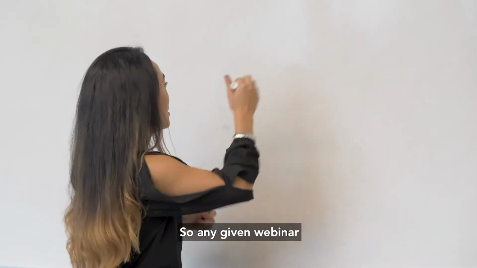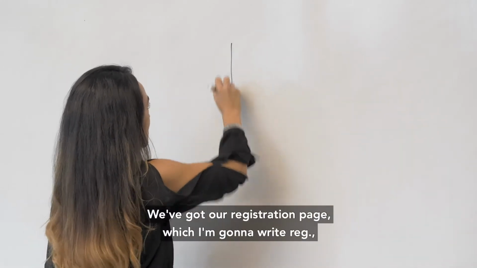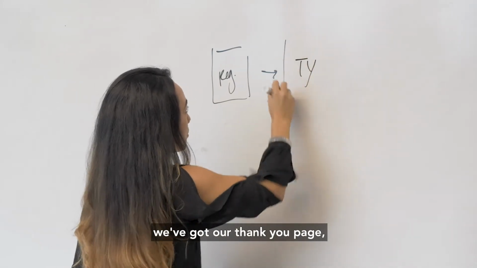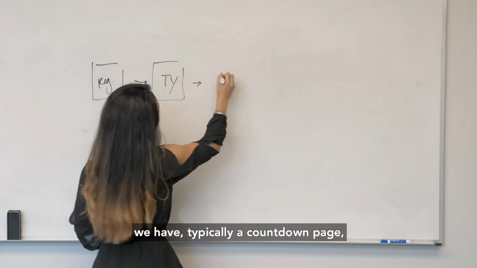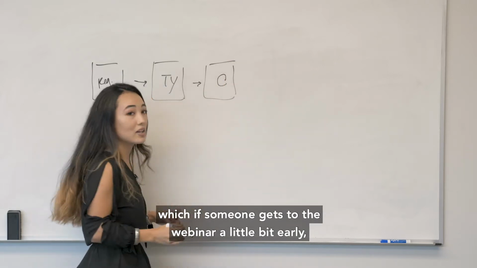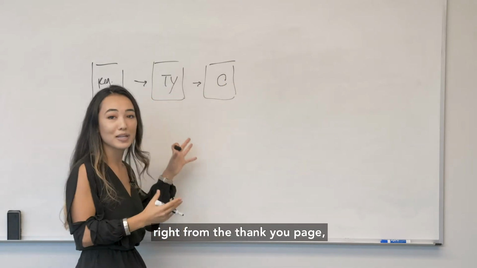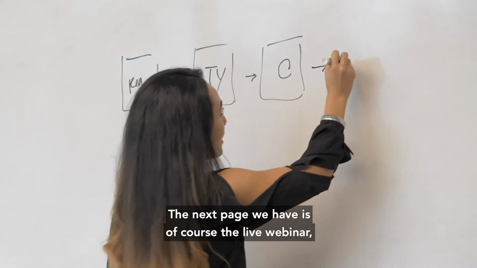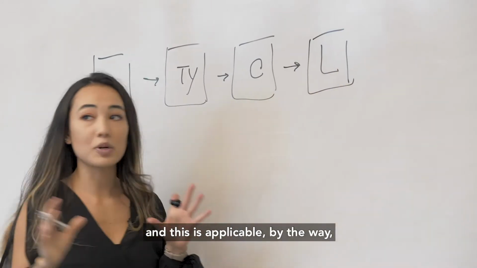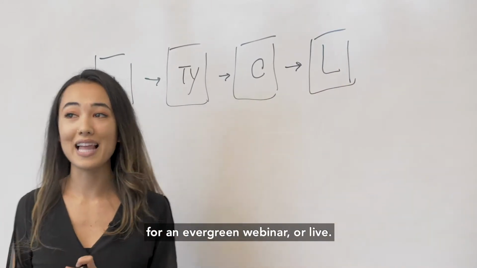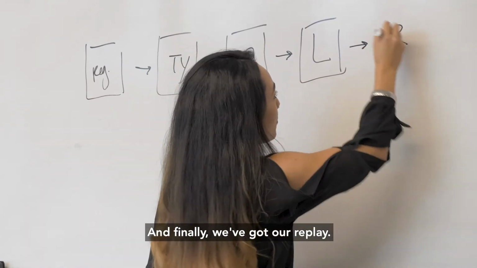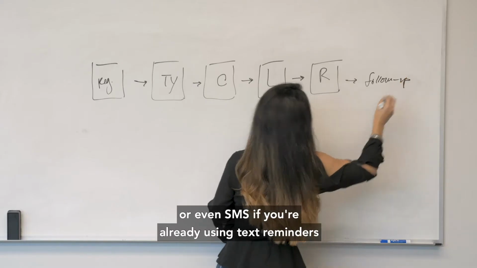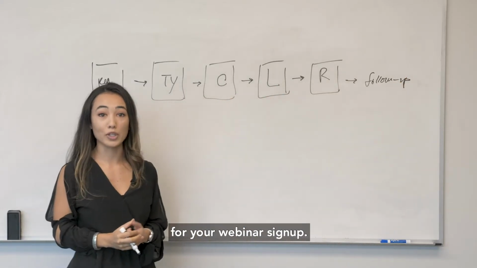Let's get into it. So any given webinar is probably going to have the following steps. We've got our registration page, which I'm going to write reg. We've got our thank you page. We have typically a countdown page, which if someone gets to the webinar a little bit early, or maybe they click on their join link right from the thank you page, then it might say something like, hey, your webinar is starting in, I don't know, an hour, 2 hours, right? The next page we have is, of course, the live webinar. And this is applicable, by the way, for an evergreen webinar or live. And finally, we've got our replay. Now, after that, typically you're going to have some sort of follow-up sequence via email, right? Or even SMS if you're already using text reminders for your webinar signup.